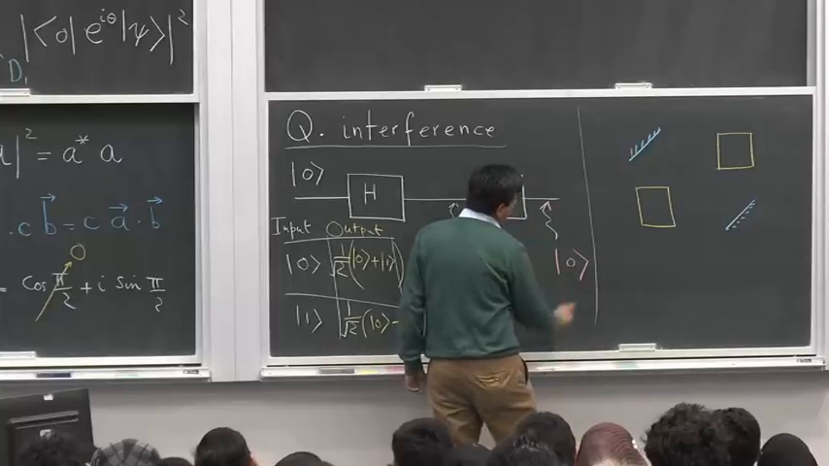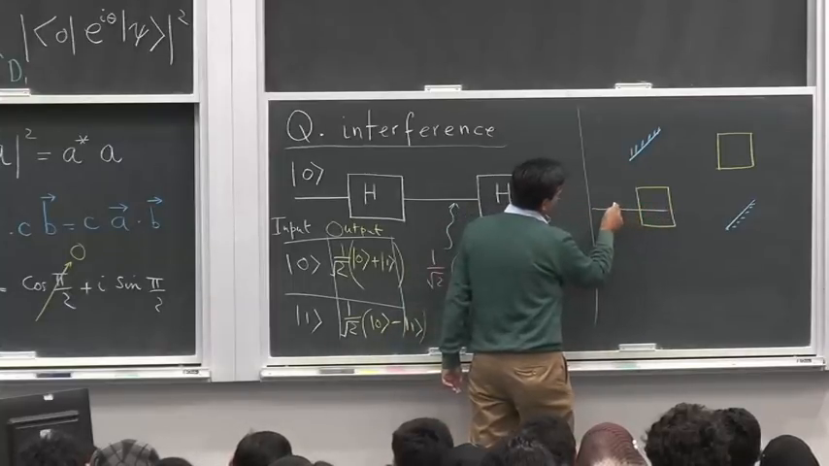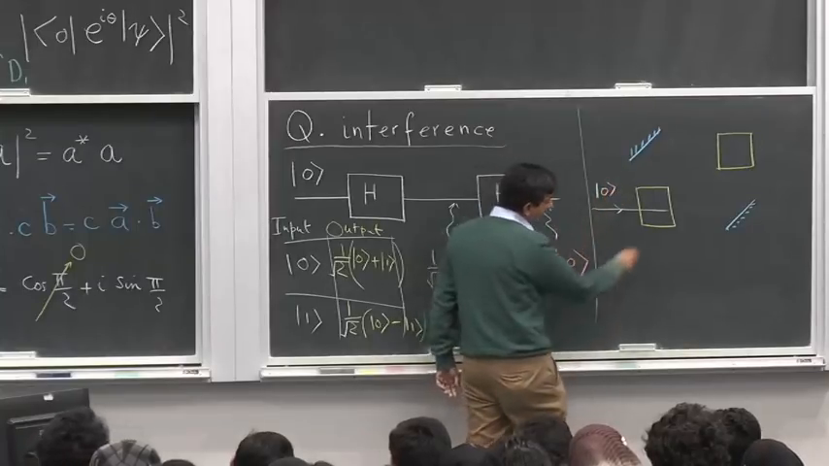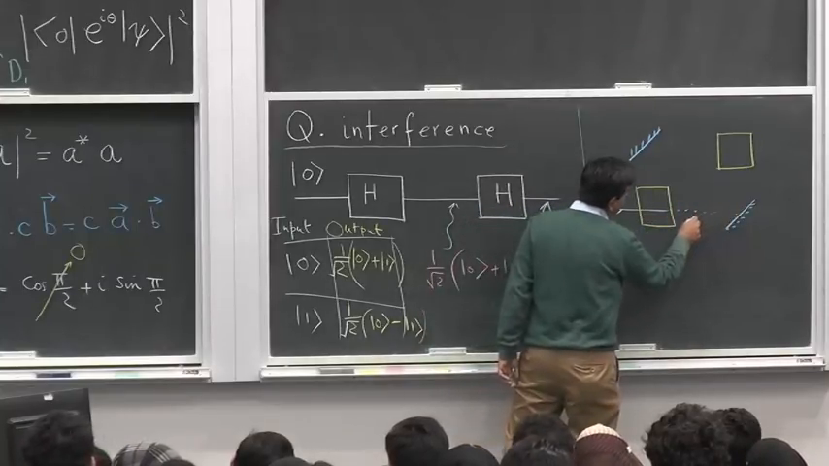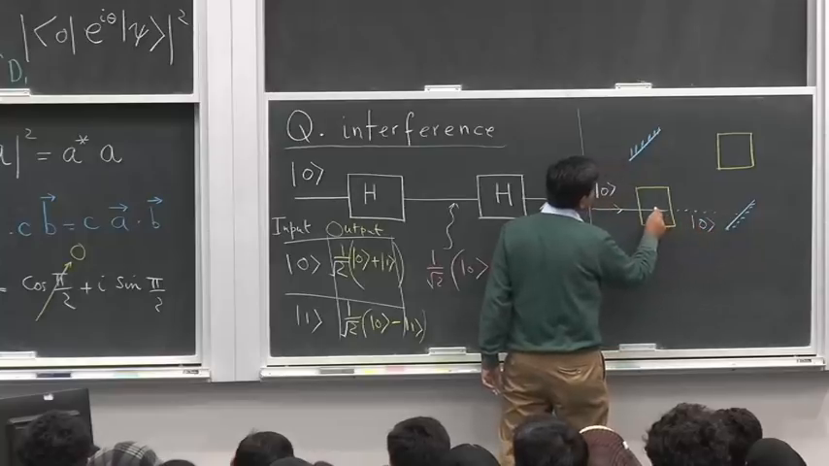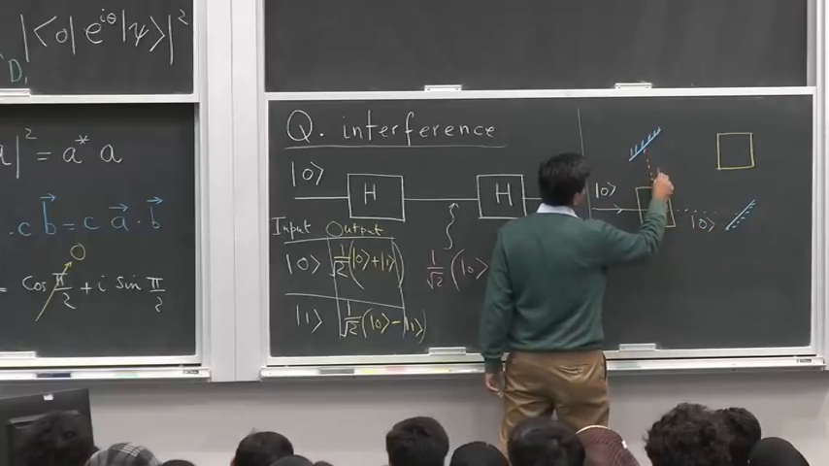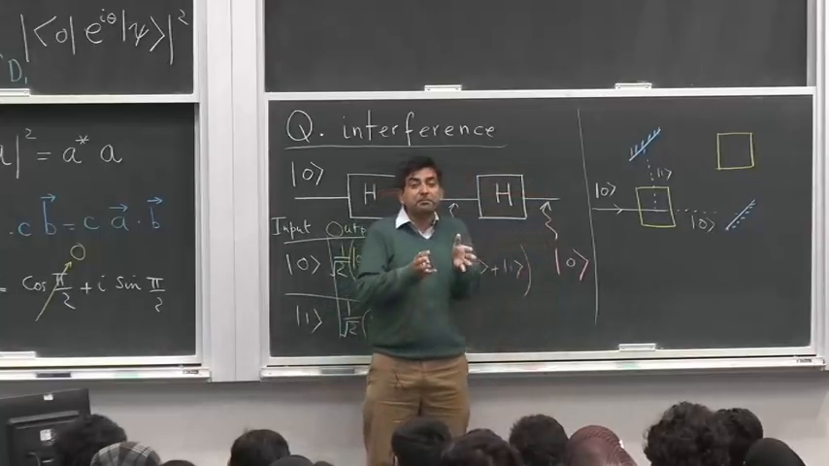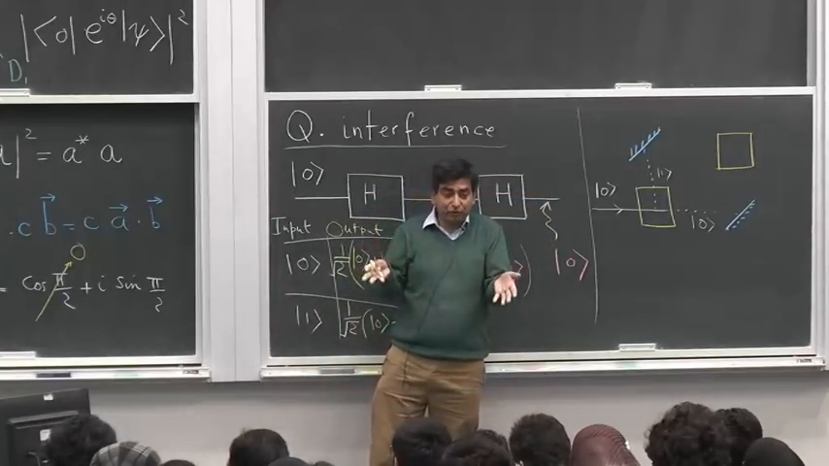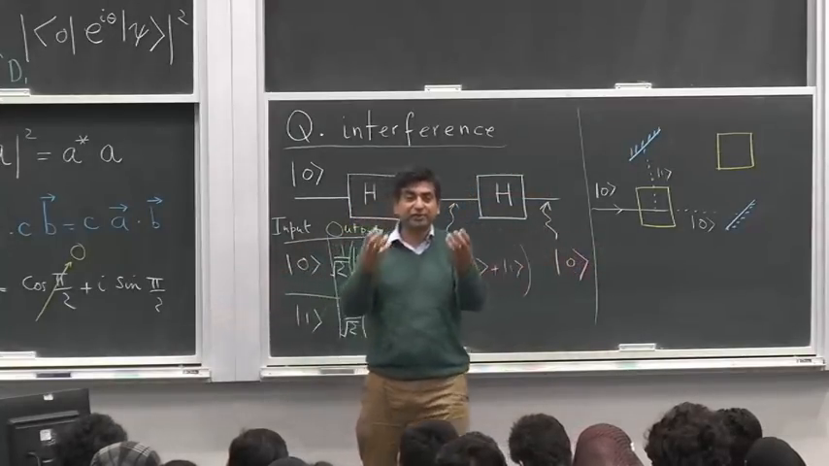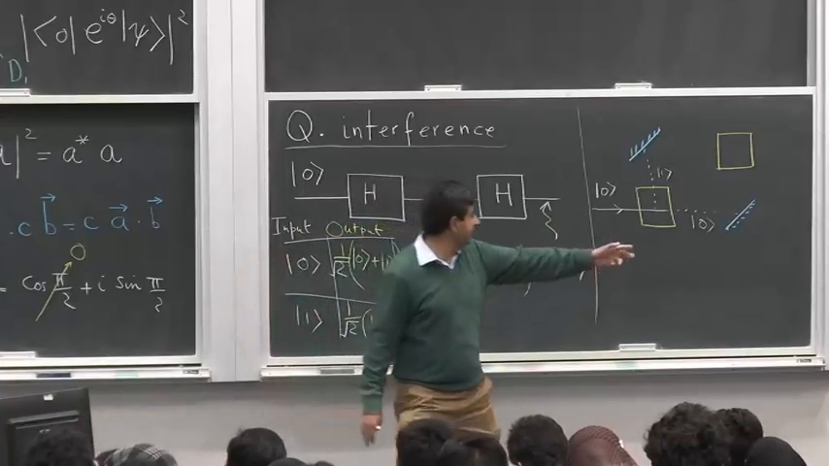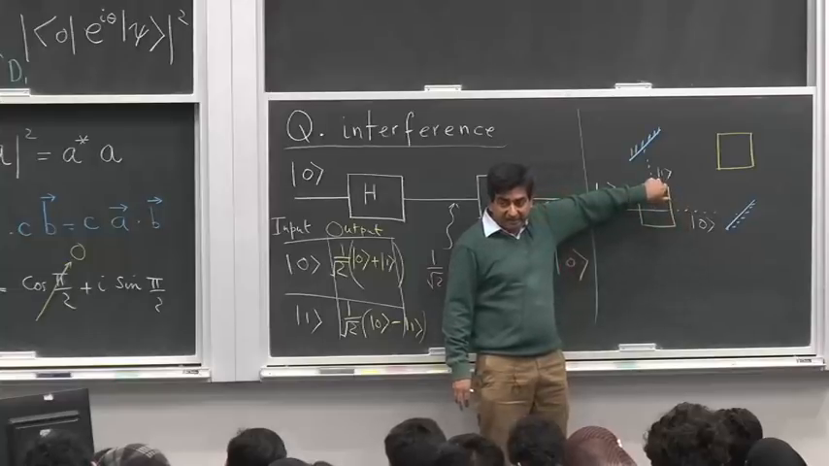And I have an input photon coming in. I call this path ket 0, and I call this output path ket 0, and this output path ket 1. So this is my qubit. My qubit is the path of a photon, and there are two possible paths. So it's a qubit, a two-level system, and there are two basis states. One is labeled ket 0, one is labeled ket 1.